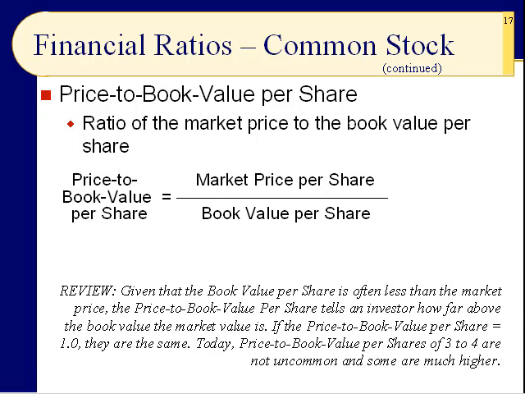Slide number 17, price to book value. Price to share, sales price. These are from chapter 6, we looked through these in chapter 6, remember? Given that the book value per share is often less than the market price, the price to book value per share tells an investor how far above the book value the market value is. For example, if it were one, they would be the same, but you're not going to see that, right? The price is $20, the book value is $20. You're just not going to see that unless the company is really in trouble, and then they're in danger, if that price goes below that book value, of being raided for the assets. Today, 3 or 4 are not uncommon, and some are much, much higher.